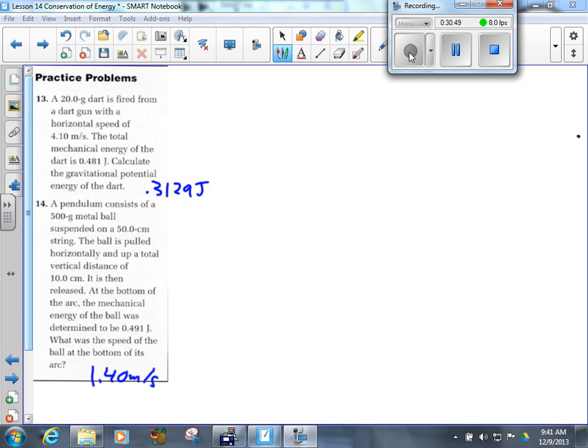So on this first one here, they tell us the total mechanical energy is 0.481 joules. That means that's what the kinetic and the potential energy of the dart add up to. Agreed? So I can say that EM equals EP plus EK. I'm being asked to find the gravitational potential energy of the dart, so I need to subtract EK from both sides. So EM minus EK equals EP.